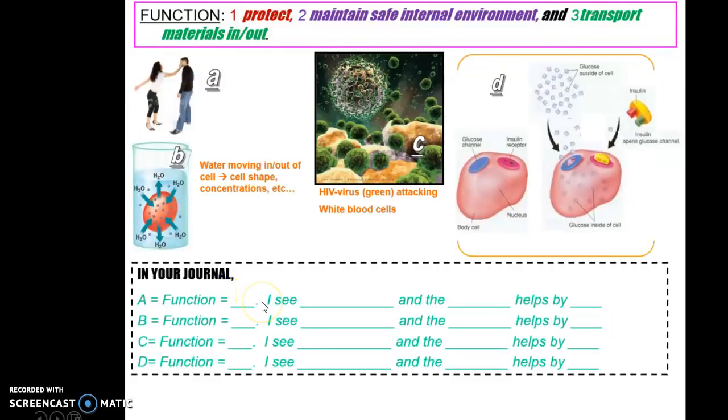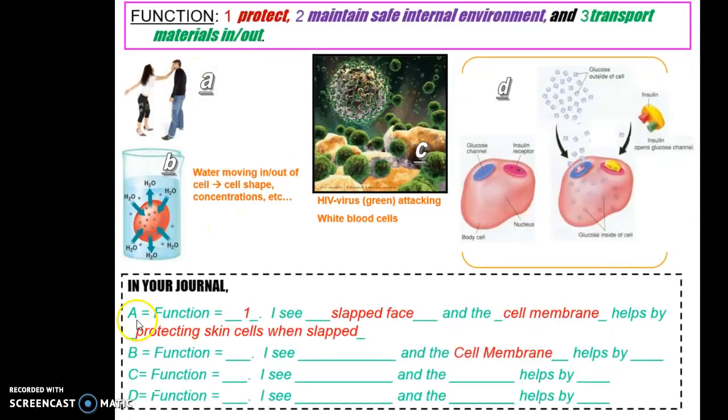And then in your notebook, you would write this: I see a slapped face, and the cell membrane helps by protecting the skin cells from damage. All right, again, here's the example. It said image A, the function is 1, which is to protect the face, right? Function equals number 1, to protect. I see a slapped face, and the cell membrane helps by protecting skin cells when slapped.